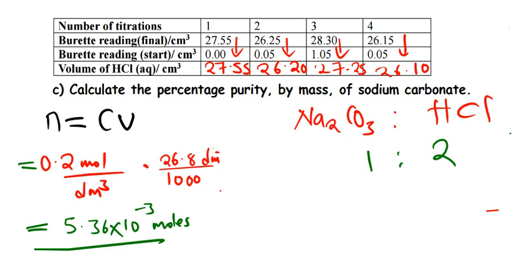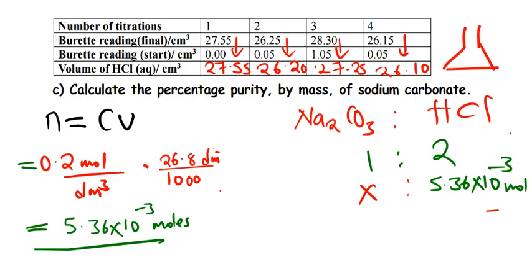We don't know the number of moles of sodium carbonate, but we've determined the number of moles of hydrochloric acid, and that is 5.36 times 10 to the power negative 3. This is what was required by 25 cubic centimeters of sodium carbonate. So we can find the number of moles present in the 25 cubic centimeters of the sodium carbonate that was contained in the conical flask.